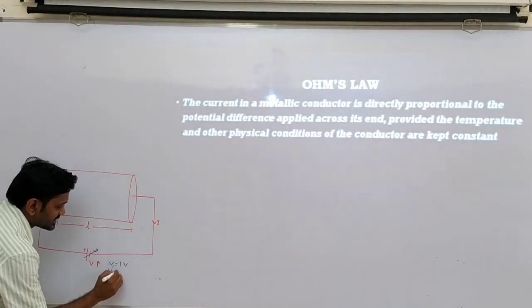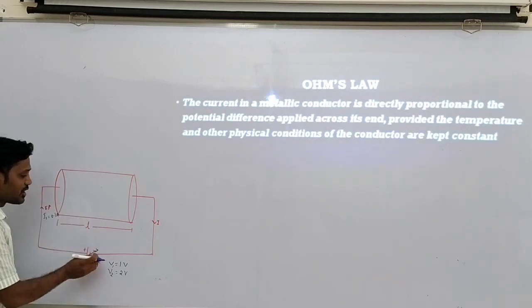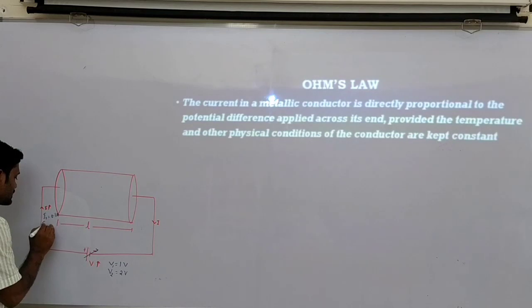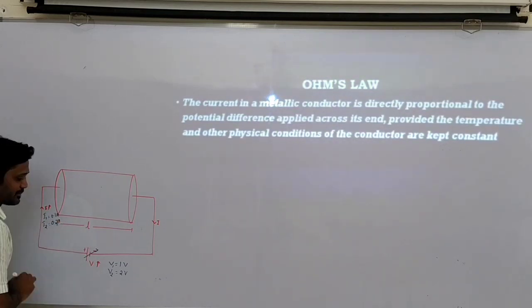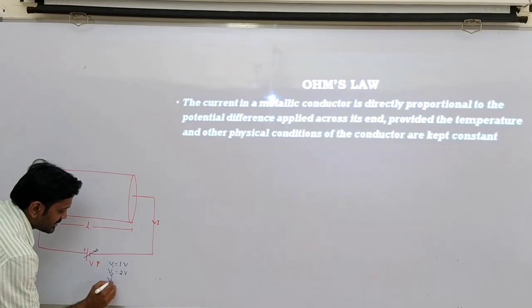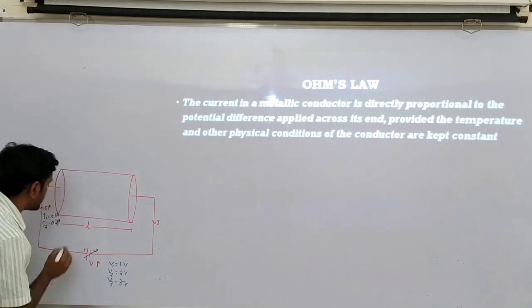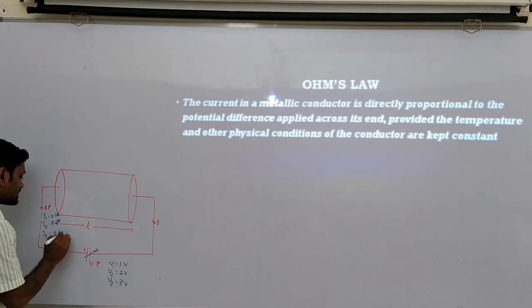Now the voltage is increased, that is V2 is equal to 2 volts. The potential difference applied across the ends is increased, so the current through the conductor also increases. We can take it as 0.2 amps. Here V3, the potential difference across this conductor, is increased again. We can take it as 3 volts, and the current through the conductor also increases, to 0.3 amps.